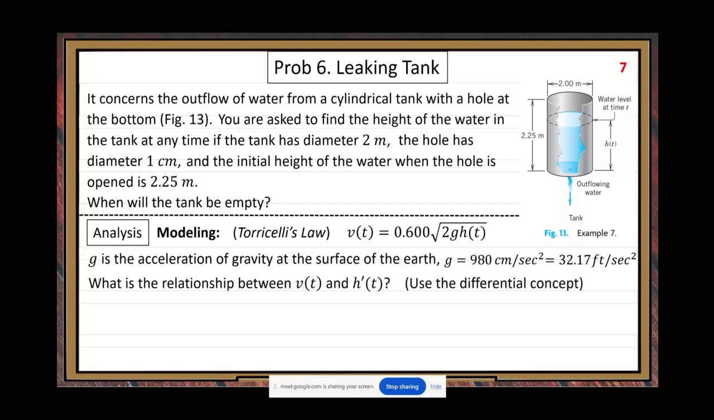All right, let me draw something here. Suppose we're talking about the hole at the bottom. Water flows out, right? Let me get a better one. Yeah, this is not that good. The hole at the bottom, much better. So water flows out with velocity v of t, okay?